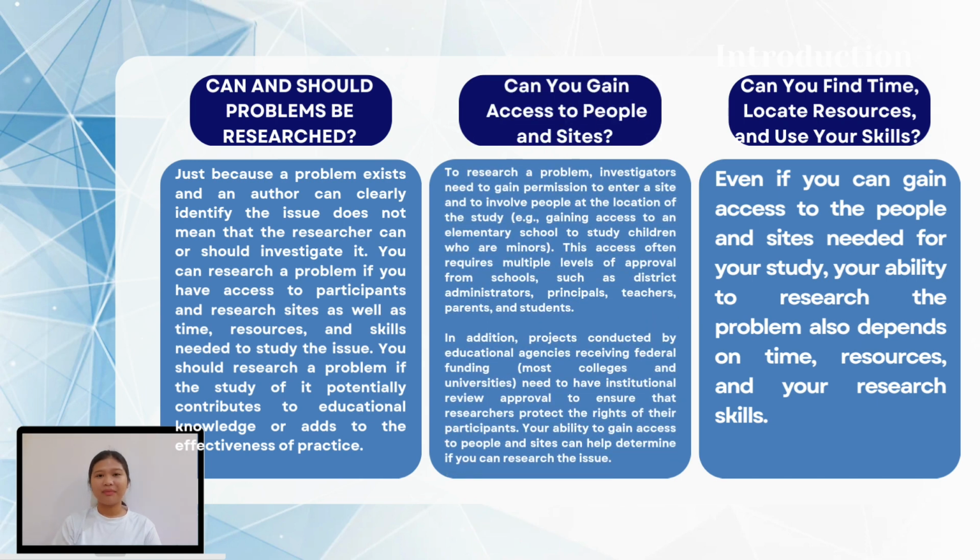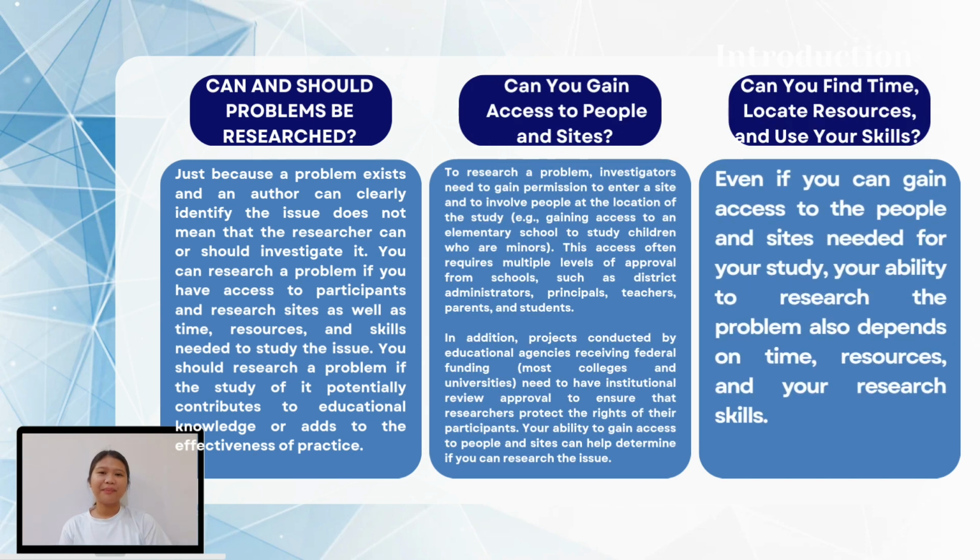To research a problem, scientists often need permission to go to places where the study will happen, like schools or hospitals. They might also need to talk to people involved, students or patients, and many more. So getting access can be tricky and needs approval from different people, like school principals or district administrators. If the research is funded by the government, there are even more rules to follow to make sure everyone's rights are protected. So being able to get permission to visit places and talk to people is really important for doing research properly.